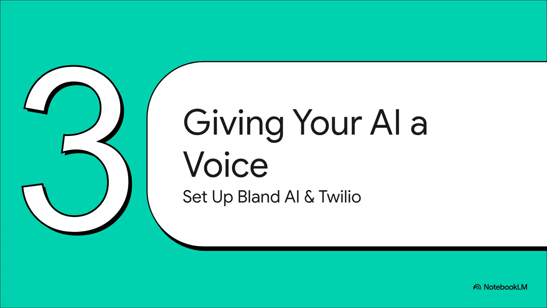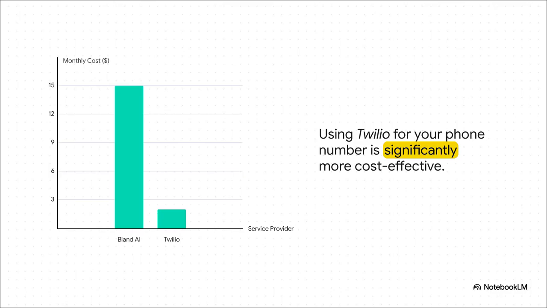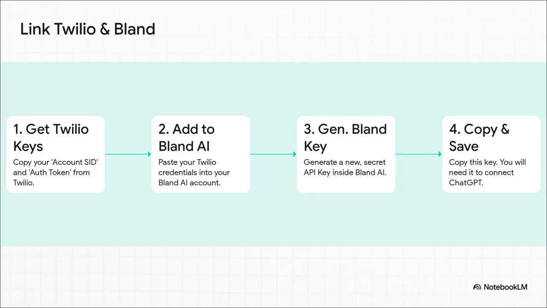Nice. Now it's time to give our AI a voice and a way to actually call out into the real world. And for that, we need Bland AI and Twilio. Now, let's talk about why we're using 2 services here. It's all about the money. See, you could just get a phone number directly from Bland AI, but that's going to run you about $15 a month. Or you could use Twilio, which gives us the exact same thing for maybe $2 a month. Yeah, it's a no-brainer. So the trick is just to link these 2 together.